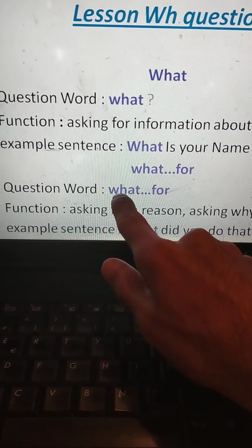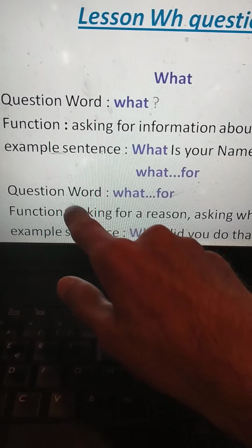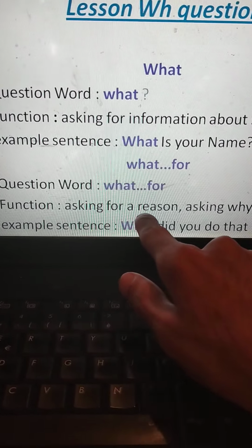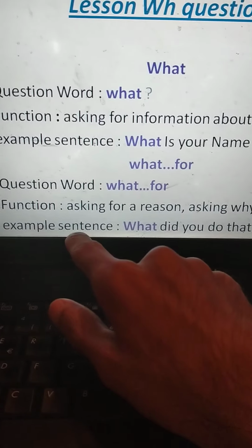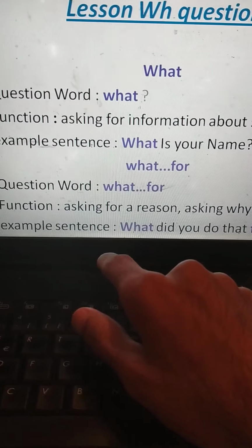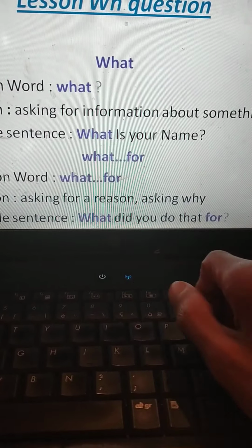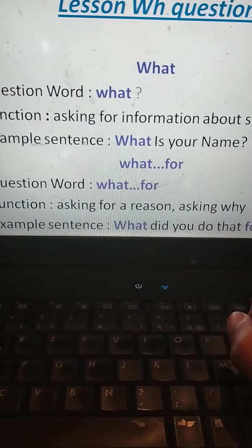Question word what for. Function: the function of what for is asking for a reason, asking why. Example sentence: what did you do that for? Okay?